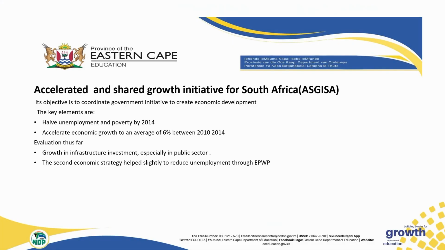And then another positive outcome, what is it? The second economic strategy helps slightly to reduce unemployment through EPWP. So there are other programs which I'm going to explain in my next slide, called EPWP, which have assisted in terms of reducing unemployment. Those are positive outcomes. Then again, there is poor economic growth which resulted in a high unemployment rate, which is a negative outcome if we are evaluating this program, which is ASGISA.